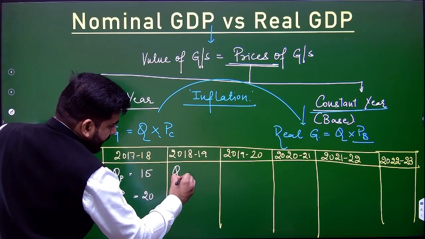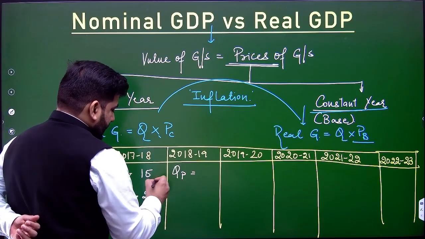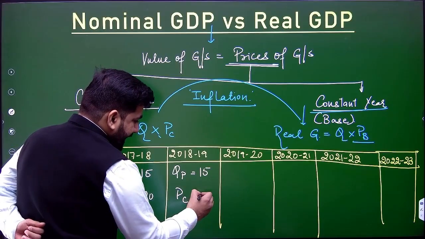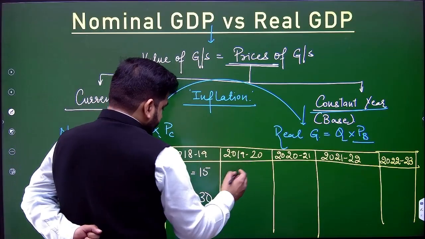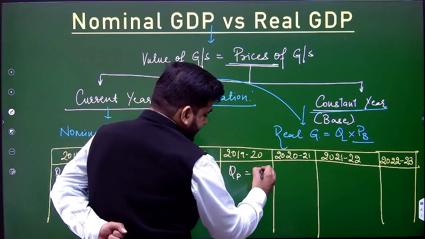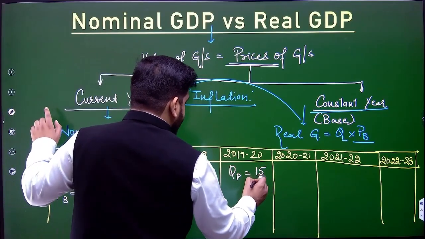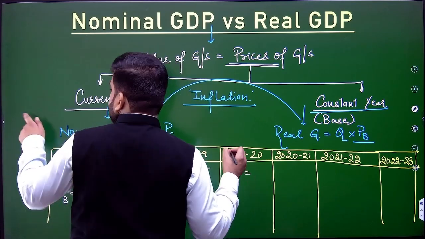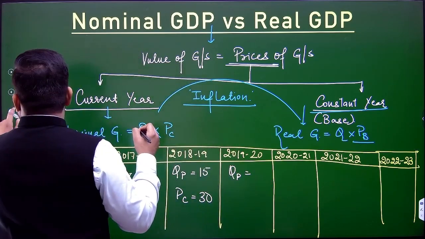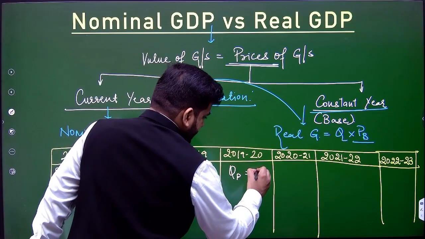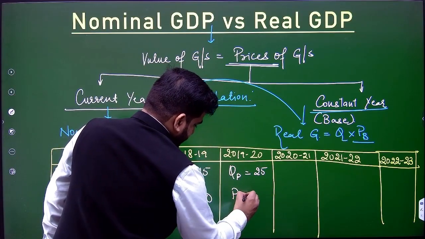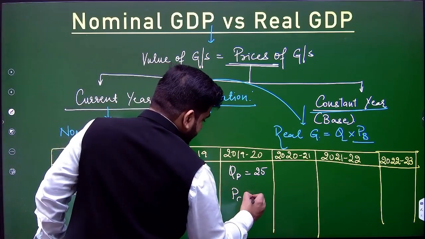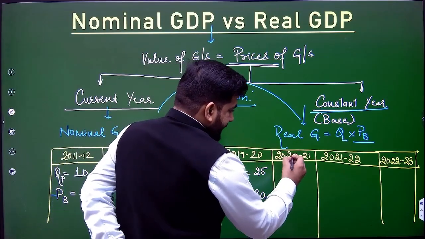Let us see next year. The quantity of pens produced was 15, but the prices of the current year went a bit higher. Somehow inflation happened. The quantity of pens remains the same. Sorry, the quantity got changed. Then the quantity changed to 25, and the price of the current year, why am I writing base year, the price of the current year is 30.